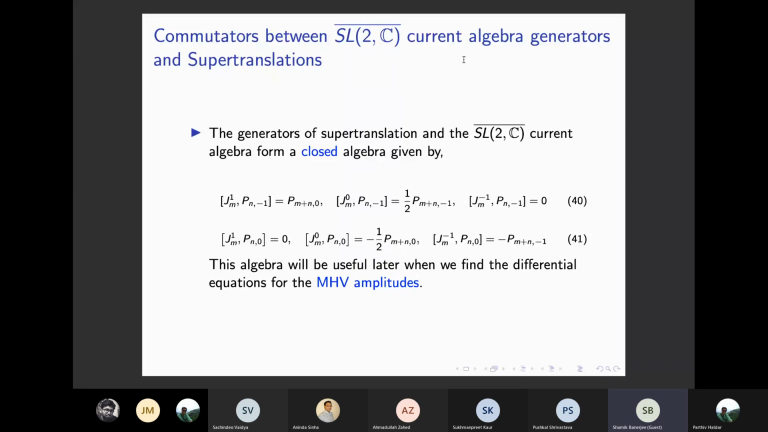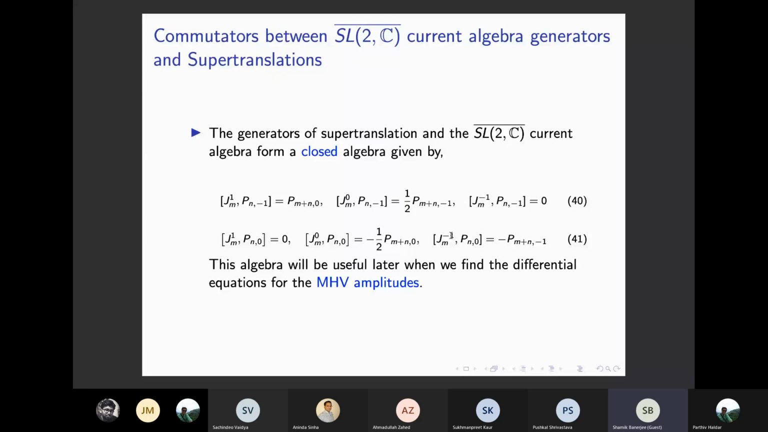One is this SL2C bar and the super translation, and what one can check is that they actually form a closed algebra of this form. So this is an infinite dimensional Lie algebra. And this is essentially the algebra which gives us the MHV amplitudes. Now the good thing is that these two algebras close, and we have this one.